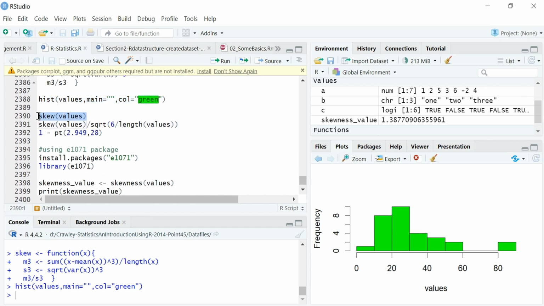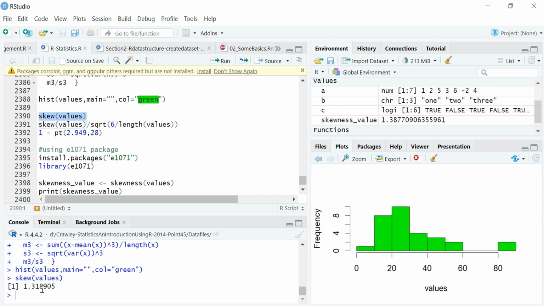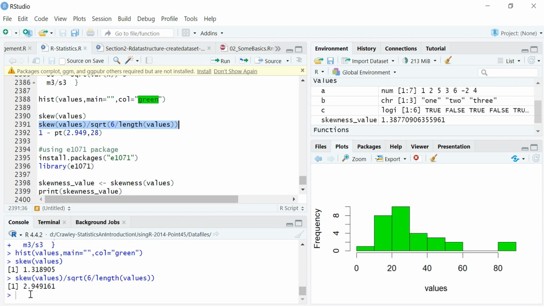So we can calculate skew, the function we have written, on the values variable from the attached data set. It is 1.3189, positive. If we want to test the hypothesis that the data comes from a symmetrical distribution, we use the skew value divided by the square root of 6 over the sample size, with the sample size being the length of values. This is about 2.24.